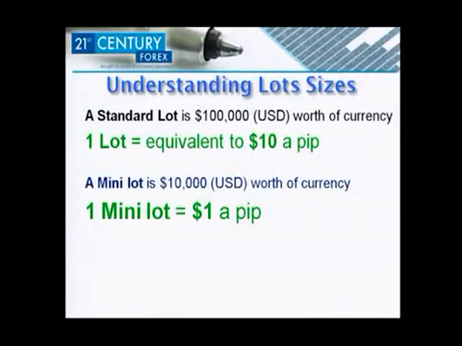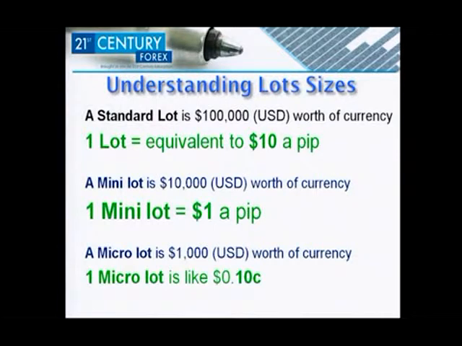Now let's have a look at the lot size. Say we've worked out that we're going to make 20 pips. This is understanding how the lot sizes work. There are just three main ones. Remember, a standard lot allows you to control $100,000 worth of currency, and it's equal to $10 a pip. So on that 20 pip movement that we just calculated, at $10 a pip, how much would we have made? $200. Everyone agree with that?